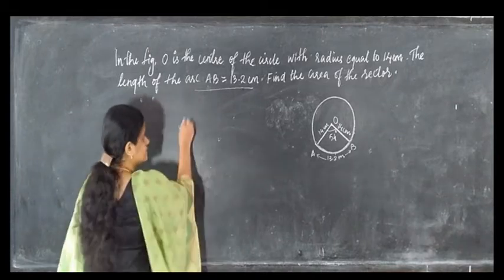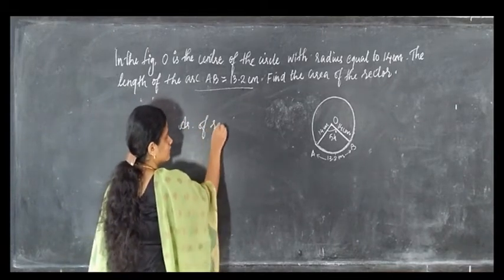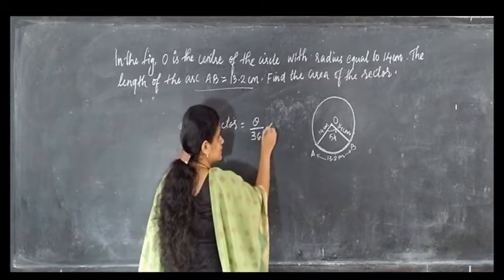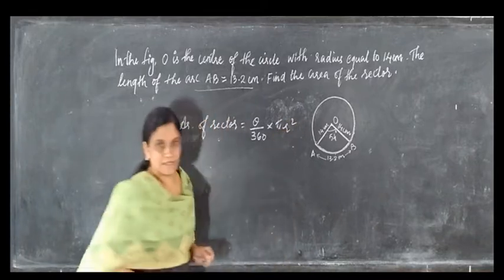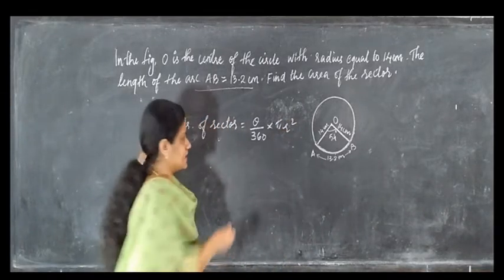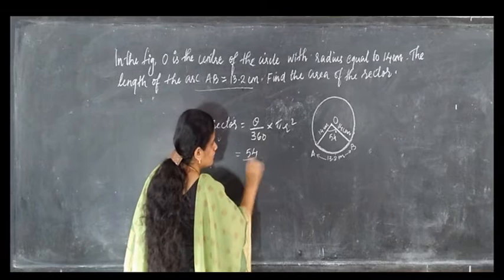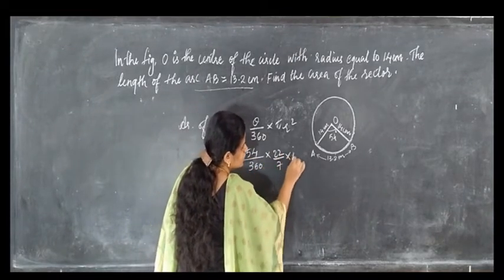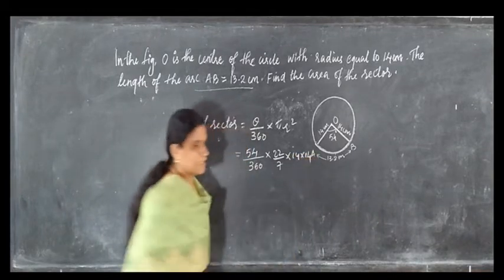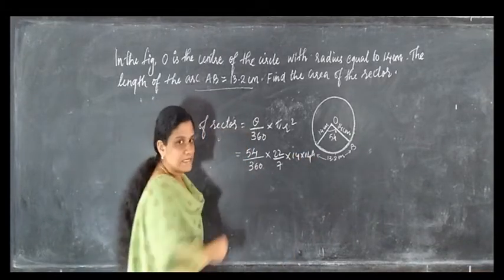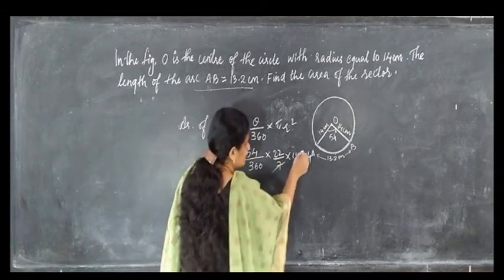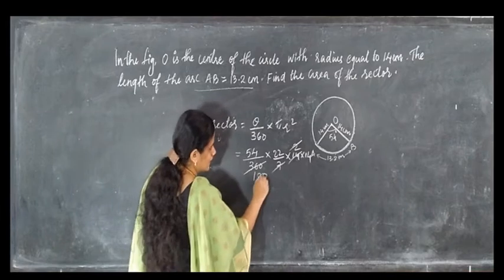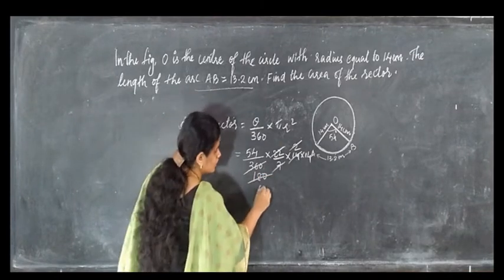So we know that area of sector is equal to theta by 360 into pi r square. Now what is the value of theta? 54 by 360 into 22 by 7 into 14 into 14. Now can we cancel here? Yes. 7 and 14, 2 times. 360 and 2, 180. 180 and 22.